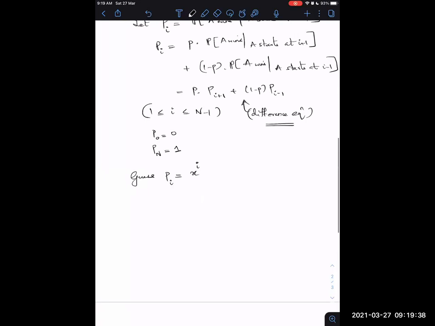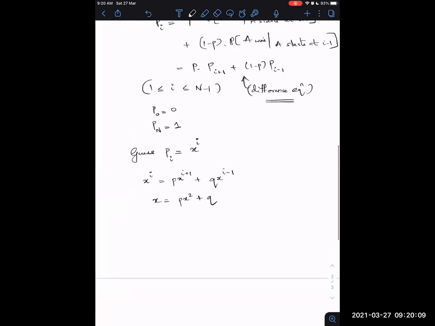Now substituting this in the equation, what you get is xi equals p times xi plus 1 plus q times xi minus 1, because q is just 1 minus p. Now you divide the whole equation by x to the i minus 1, because that's the lowest term. So what you end up with is x equal to p x squared plus q.